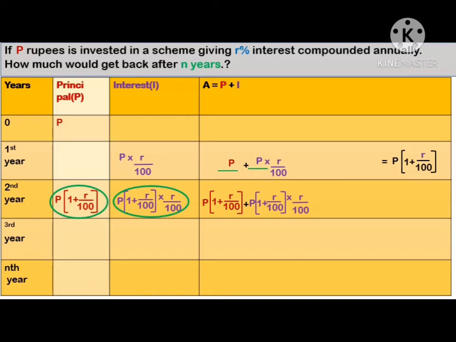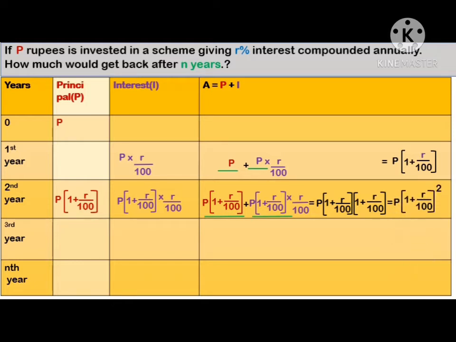If we simplify this, you can see P into (1 plus R by 100) is common for both terms. So let us take P into (1 plus R by 100) outside. And you know 1 is left behind in the first term and R by 100 is left in the second term. So it can be written as P into (1 plus R by 100) into (1 plus R by 100). See children, here (1 plus R by 100) appears twice. So it can be written as P into (1 plus R by 100) squared.